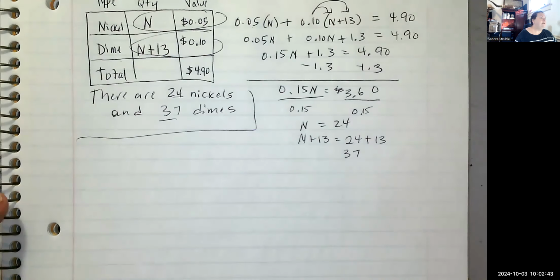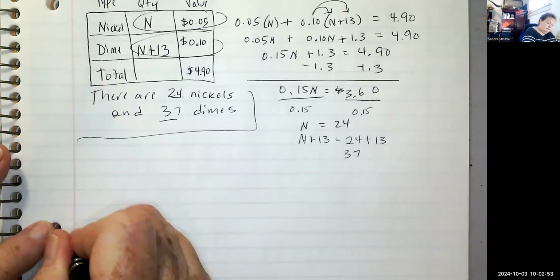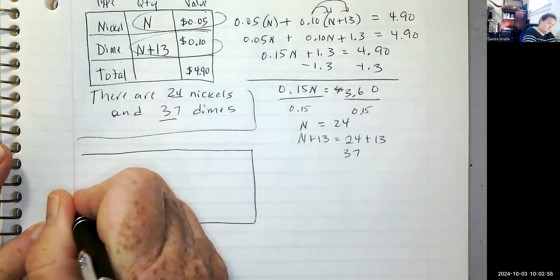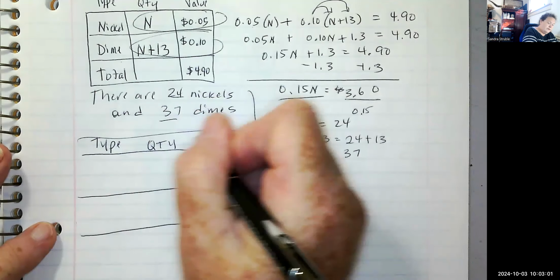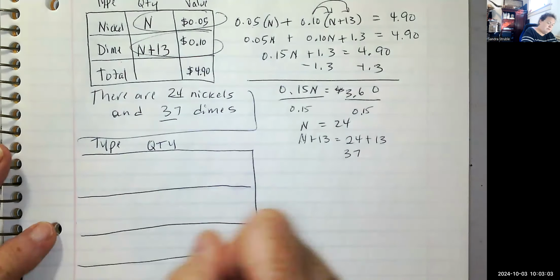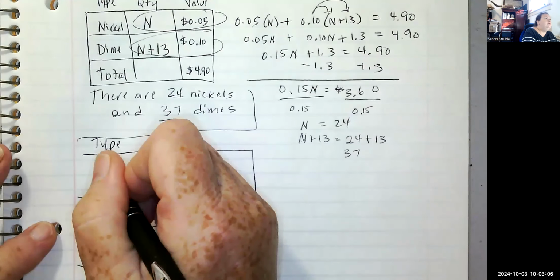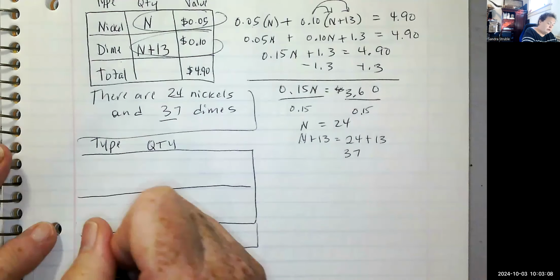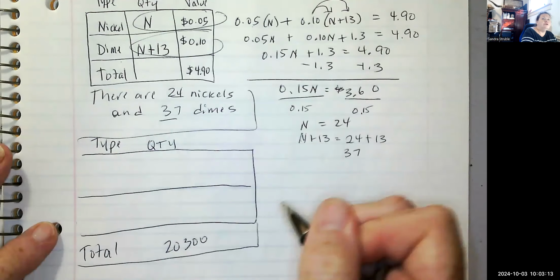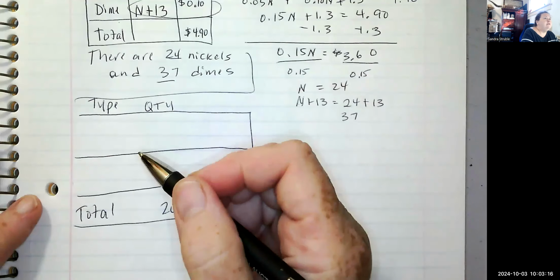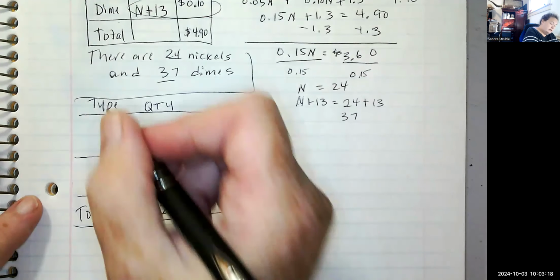The next one is Robert inherits $20,300 and invests in 2 different types of accounts. So we've got type, quantity, and I think that's all we need for that. Maybe a total. Let's see what we need. So what are the 2 different accounts? He's got a total here of $20,300, and 2 different accounts, a savings and a CD.